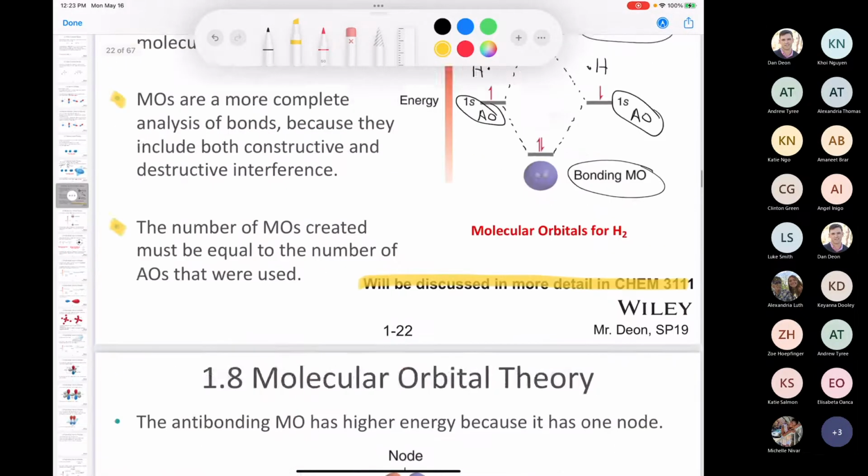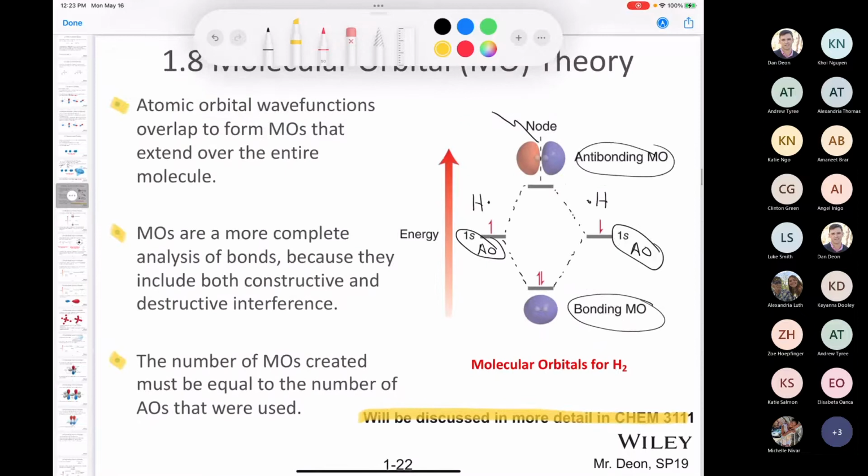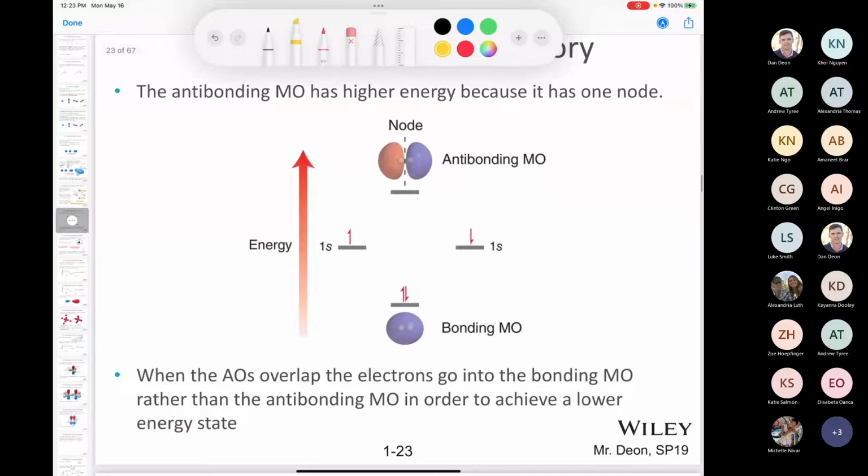I would think the only thing that I would really need you to know is that when we have molecular orbitals, we can have antibonding and bonding. Antibonding is higher energy than a bonding. The number of molecular orbitals is equal to the number of atomic orbitals. And the electrons are always going to seek to go into the lower energy or the bonding molecular orbitals rather than an antibonding molecular orbital.